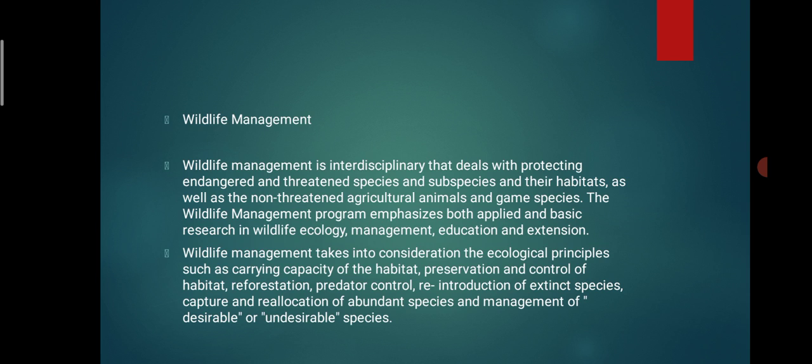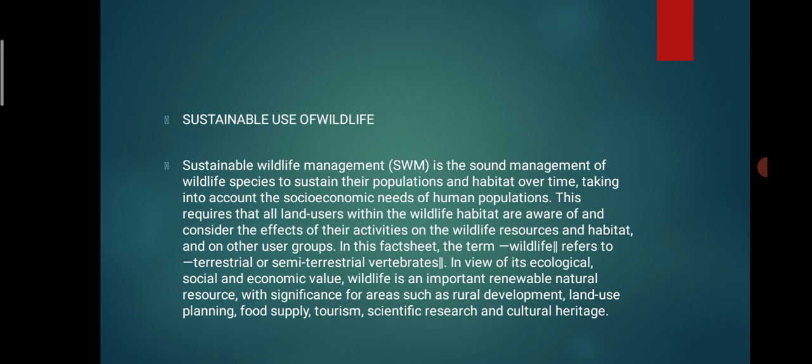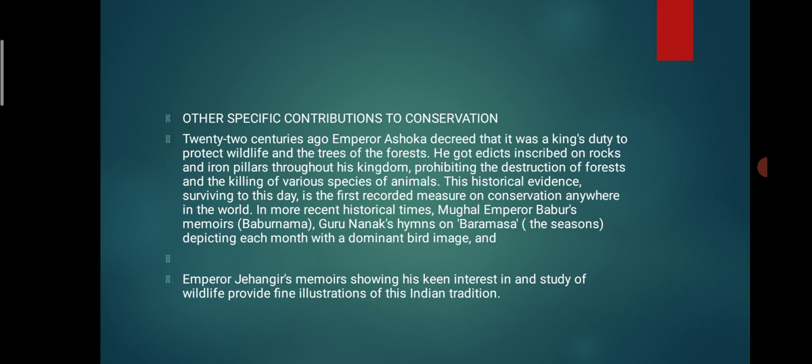Wildlife management is interdisciplinary. It protects endangered and threatened species, subspecies, and their habitat, as well as non-threatened agricultural animals and game species. That is considered wildlife management. Sustainable use of wildlife: sustainable wildlife management (SWM) is sound management. Wildlife species sustain their population and habitat over time, taking into account the socio-economic needs of the human population. That is known as sustainable use of wildlife. Plants and animals used by humans have to be managed, so that it is sustainable.